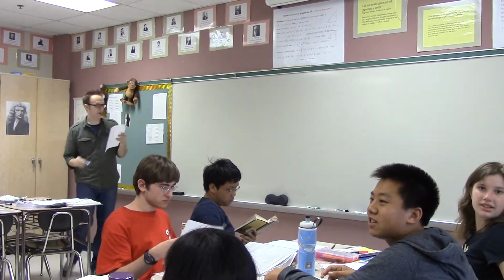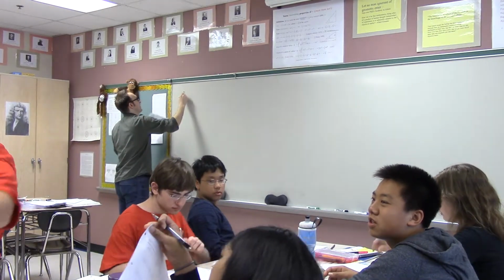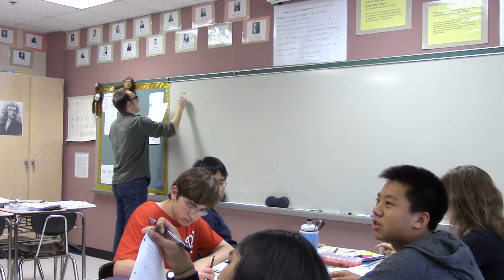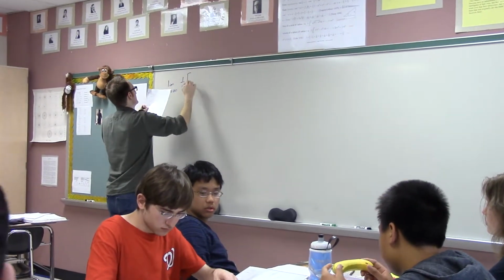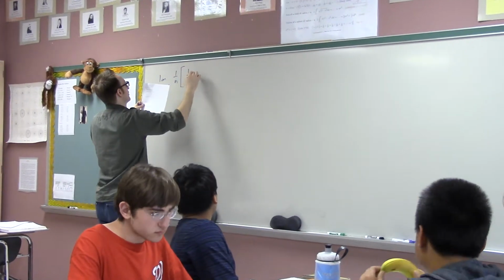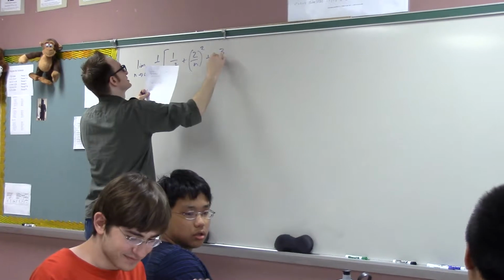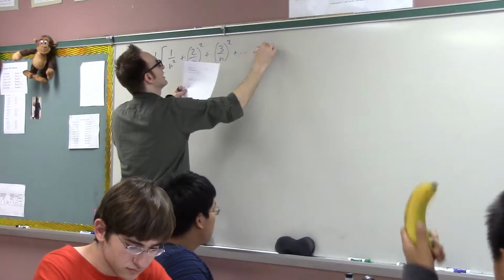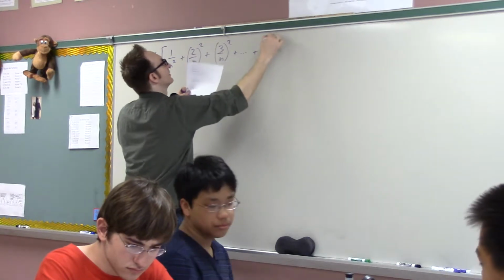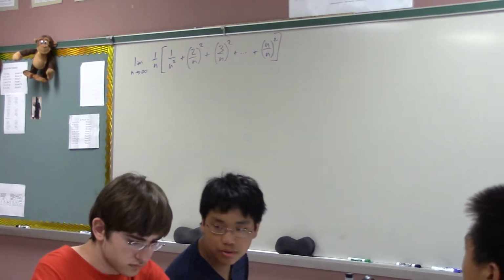So, the first problem on this packet says, take the limit as n goes to infinity of 1 over n times 1 over n squared plus 2 over n squared plus 3 over n squared plus all the way up to n over n squared.